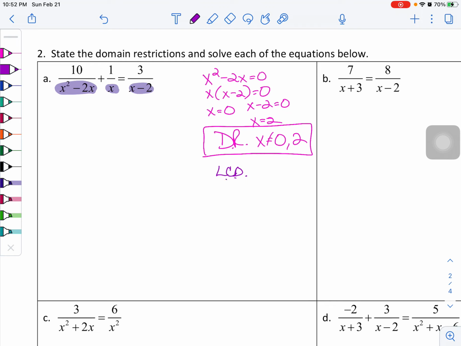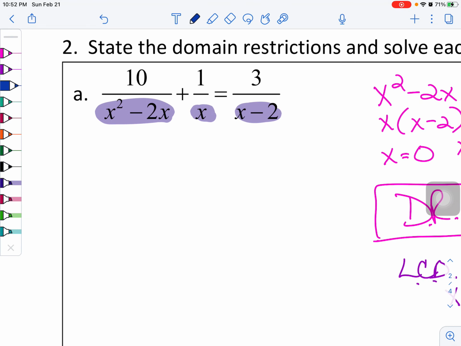Now, the next thing I want to do is find my LCD, so my least common denominator. The first denominator, when I factor it, it turned into x and then x minus 2. So x and x minus 2. The second denominator, this x, I already have as part of my LCD. And the third denominator, x minus 2, that's already part of the LCD. So right here, the LCD is x times x minus 2.